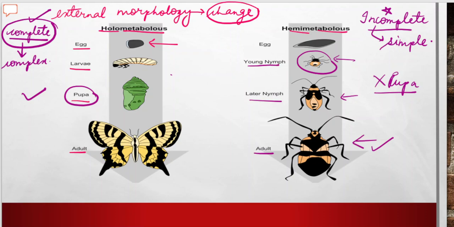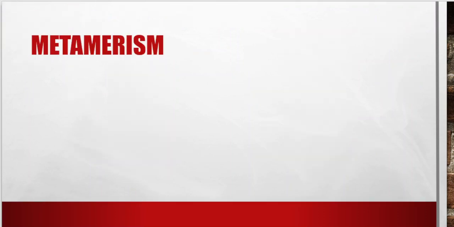This is about metamorphosis. Now coming to the next term, the third term is known as metamerism. Now what is metamerism? Metamerism is nothing but segmentation. Now where can we see segmentation? The best example is the earthworm.